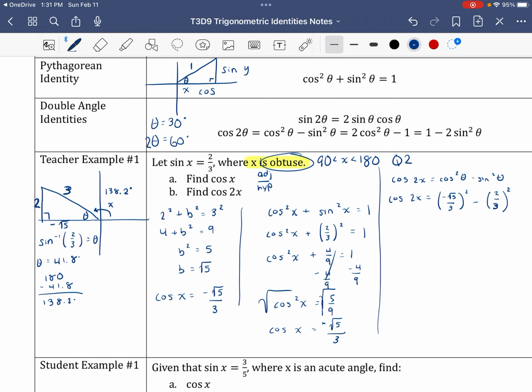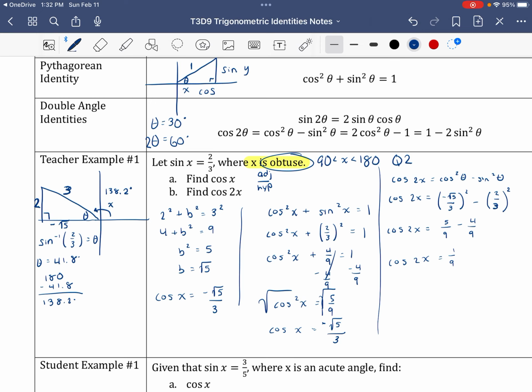And now the negative square root of 5 quantity squared becomes 5 over 9, and then subtract 4 over 9. So cosine of 2x equals 1 over 9. But again, we have to think about if our original angle measurement is at 138.2, and then we're going to double that.